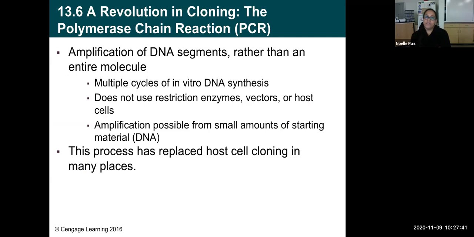A PCR, polymerase chain reaction. Now, if you've heard them talk about coronavirus testing, the fastest coronavirus test that you can take is called a PCR test. That's what this is. This is how they test if you have the coronavirus.